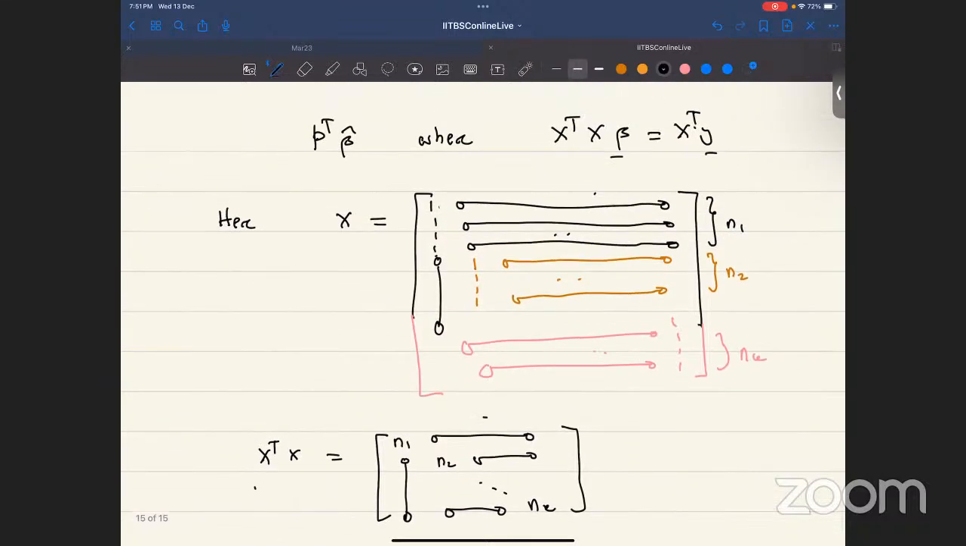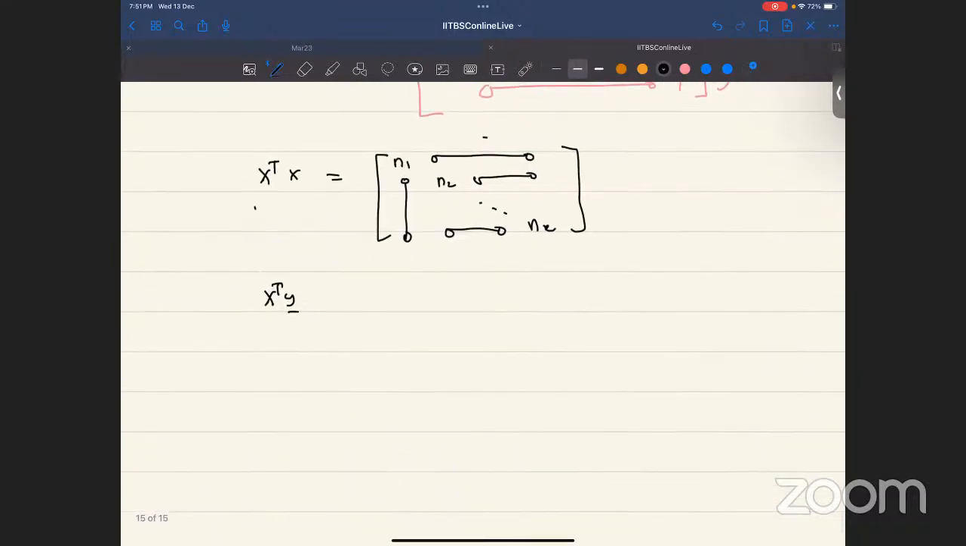And then X transpose Y. The first entry would give you the sum of the first n1 values of Y, the sum over j equal to 1 to n1 of Y1j, right? That's Y1j, not Yij. So X transpose Y will look like that. And then the last entry would be the sum from j equal to 1 to nk of Ykj. Right? That's how it looks.